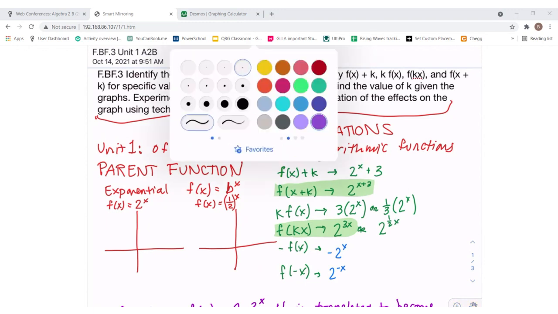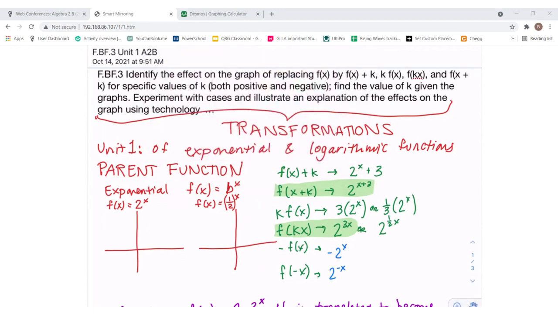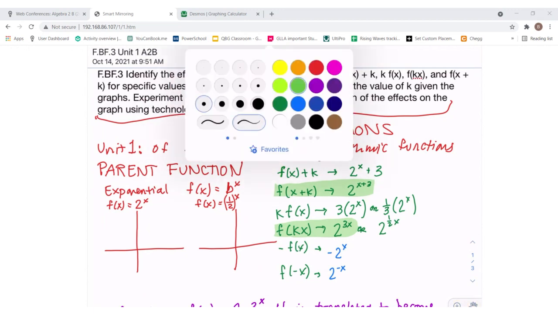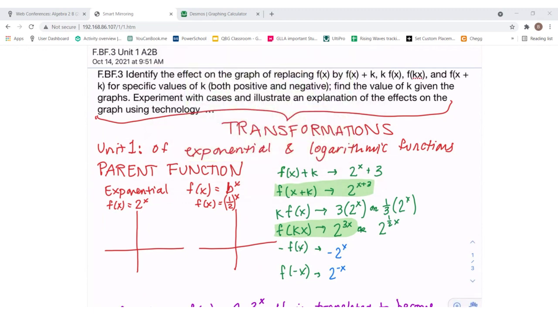But what specifically we're going to be talking about today is transformations, and specifically in regard to exponential graphs. That's what this main standard is on. In order to talk about transformations, you first have to understand what a parent function is. A parent function is the basic function. And then you can move it up, down, left, right, stretch it, flip it, reflect it, whatever needs to happen. But we start with the parent function.